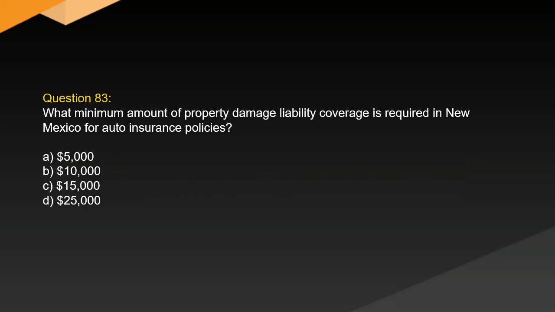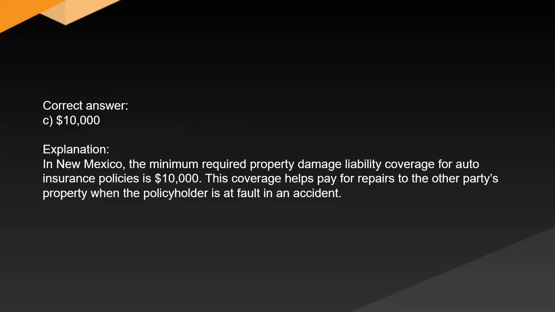Question 83. What minimum amount of property damage liability coverage is required in New Mexico for auto insurance policies? A. $5,000. B. $10,000. C. $15,000. D. $25,000. Correct answer: B. $10,000. Explanation: In New Mexico, the minimum required property damage liability coverage for auto insurance policies is $10,000. This coverage helps pay for repairs to the other party's property when the policyholder is at fault in an accident.